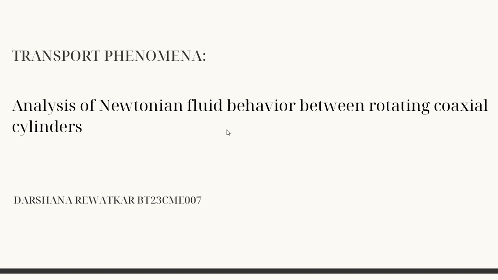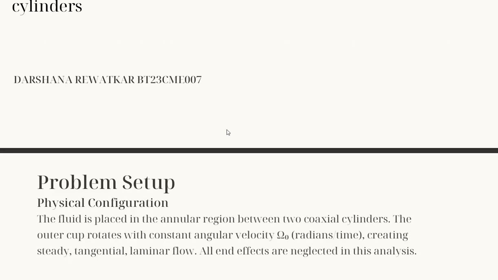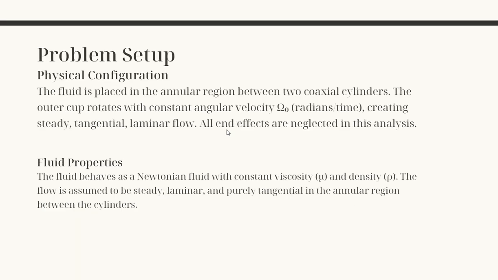The topic is analysis of Newtonian fluid behavior between rotating coaxial cylinders, which comes under transport phenomena. In this presentation, I will explain the theory, derivation, and numerical problems related to this system. In this system, we have two coaxial cylinders, meaning both cylinders share the same axis. The fluid present in the space between them is called the annular region.